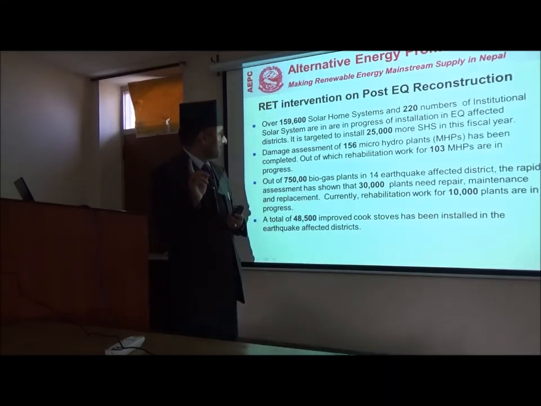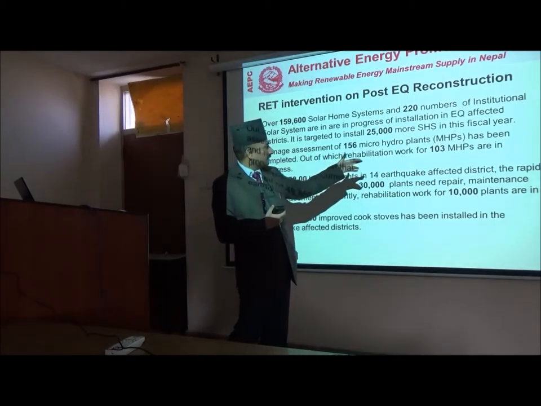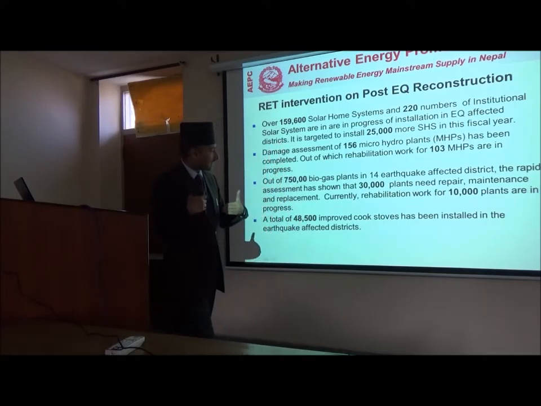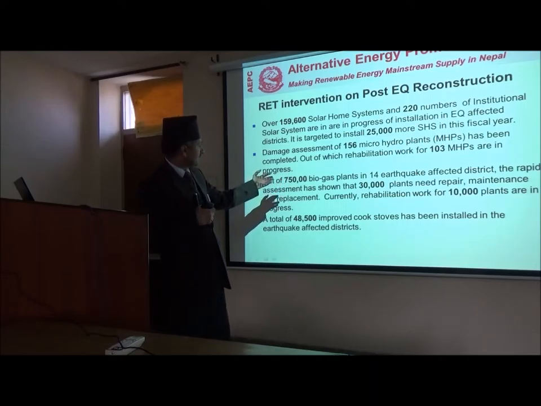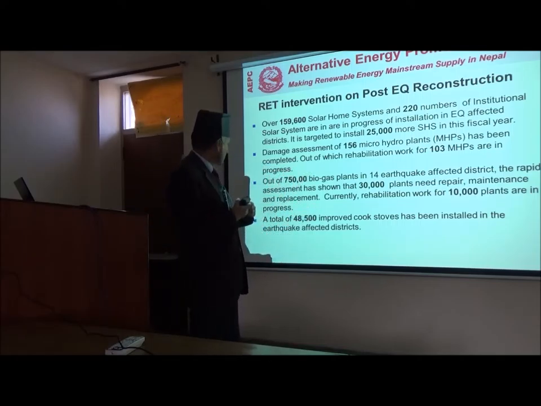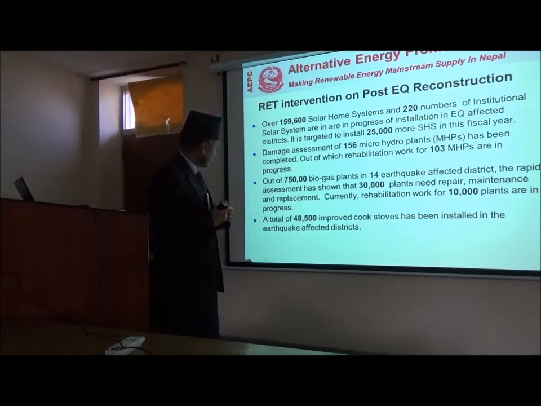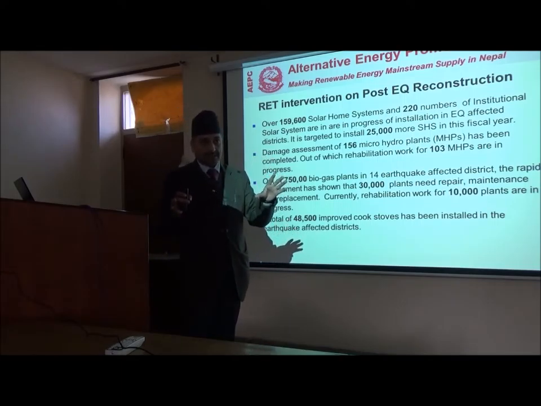Damage assessment of 156 out of 262 hydropower projects, we did a detailed assessment of 156 projects. Out of which, rehabilitation work for 103 projects is in progress. Rehabilitation means we have started repairing those. Out of 750,000 biogas plants in 14 earthquake affected districts, the rapid assessment has shown that 30,000 plants need repair. Currently, we are rehabilitating about 10,000 plants. A total of 48,500 improved stoves have been installed, and these are also in the affected 14 districts.